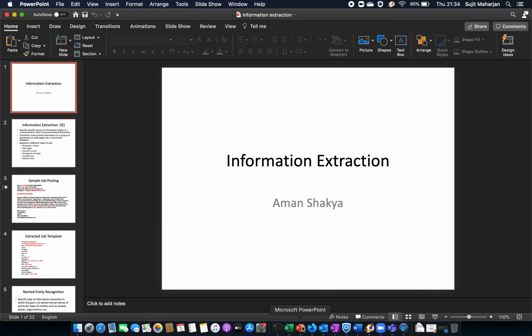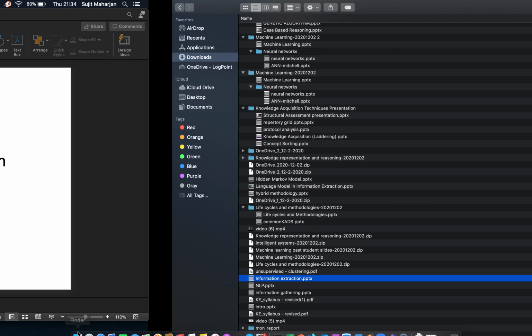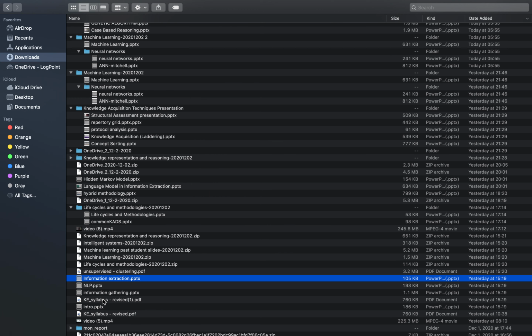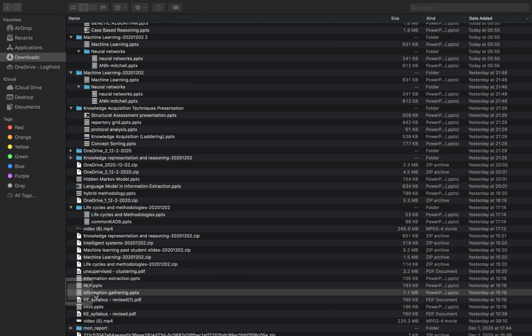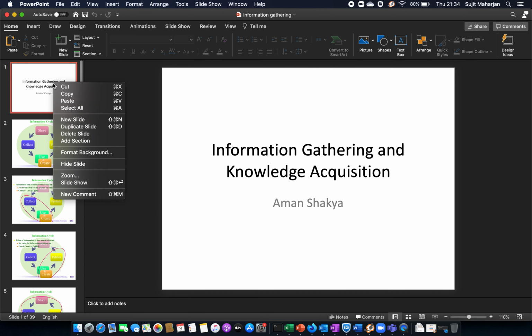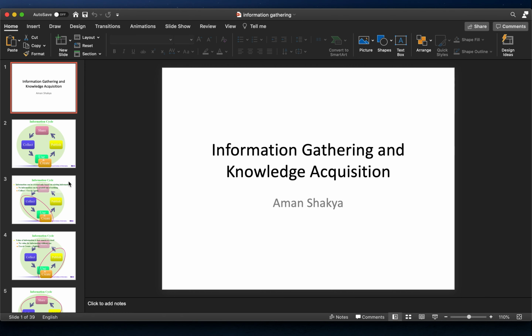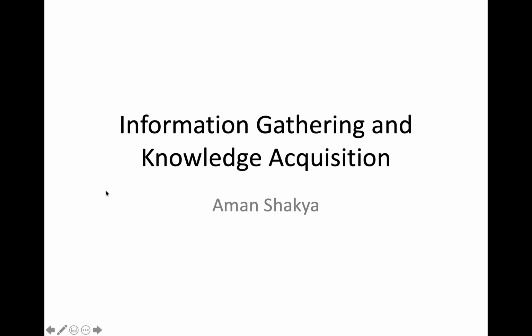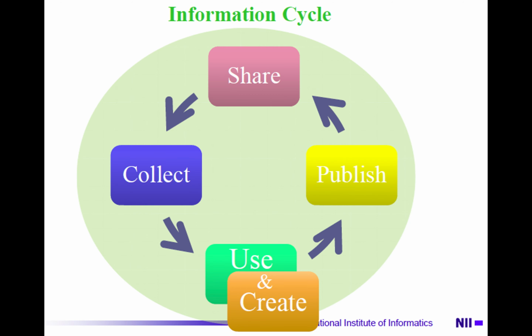Before information extraction, I think we should actually do information gathering. So this is the slide that was presented in my class. I'm going to explain the whole information gathering and knowledge acquisition process in knowledge engineering. So let's get started.